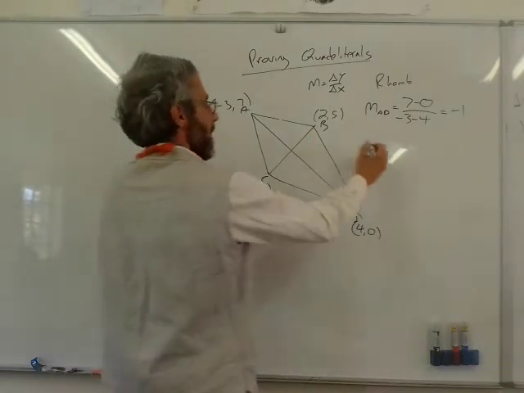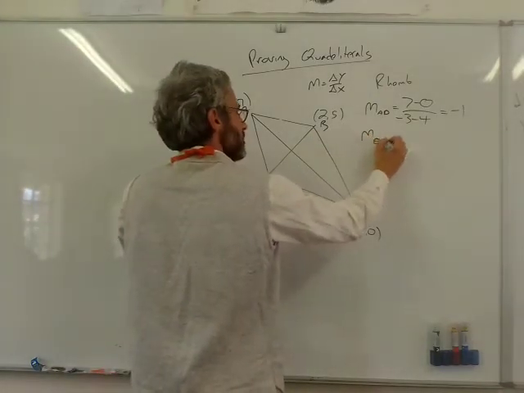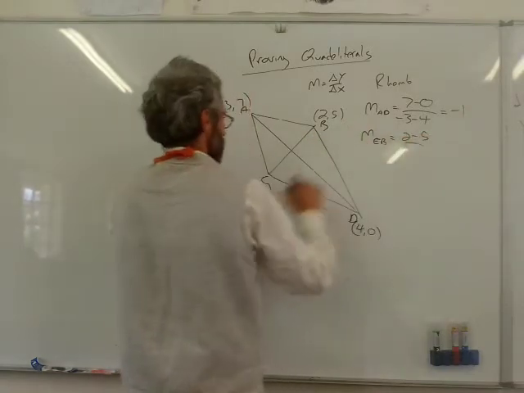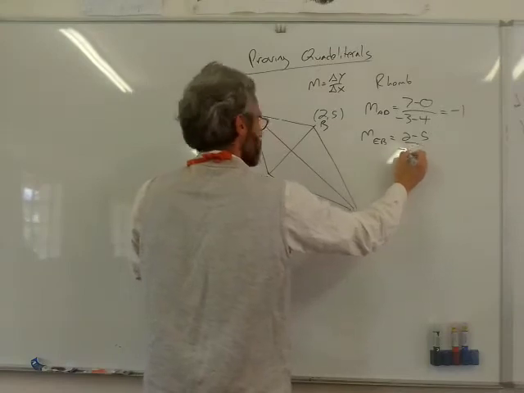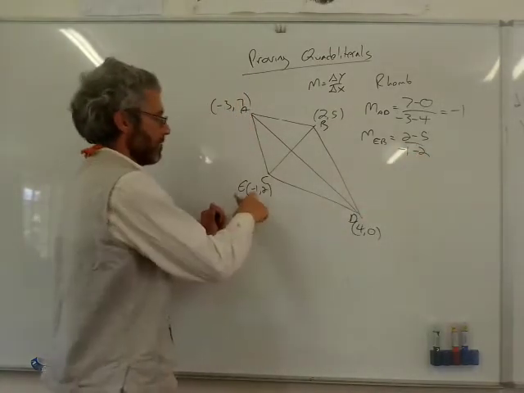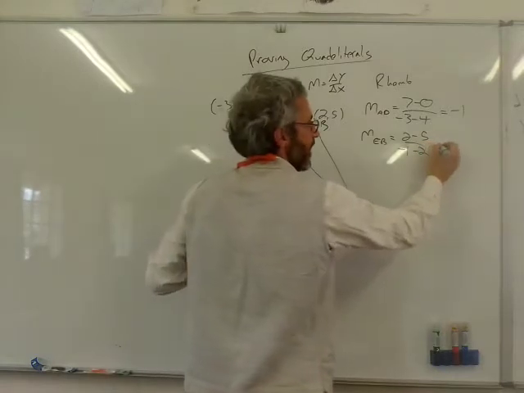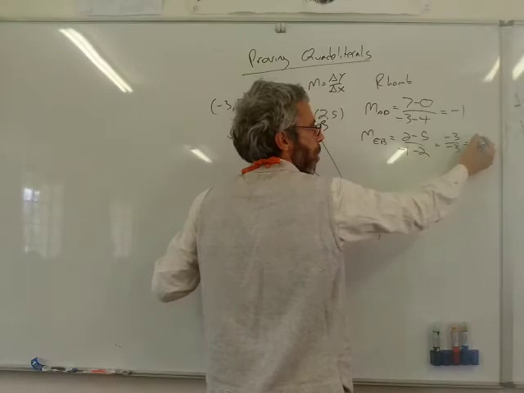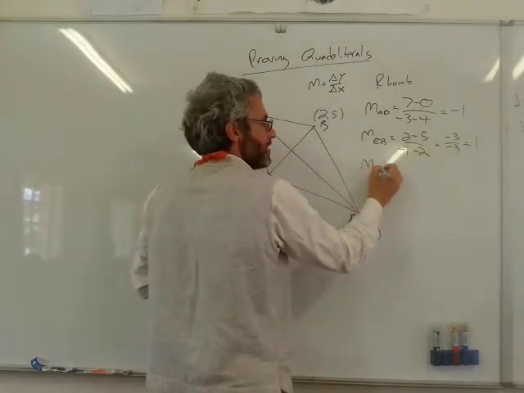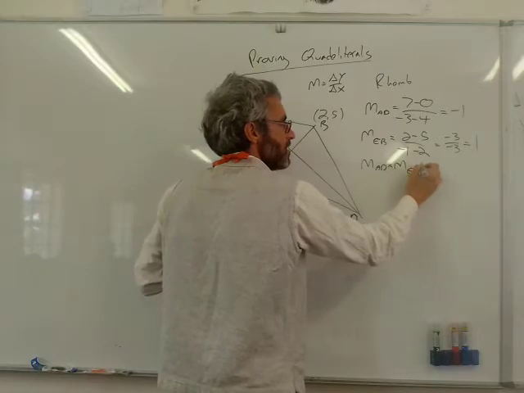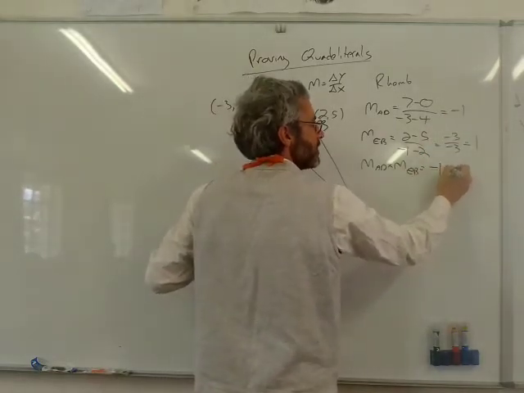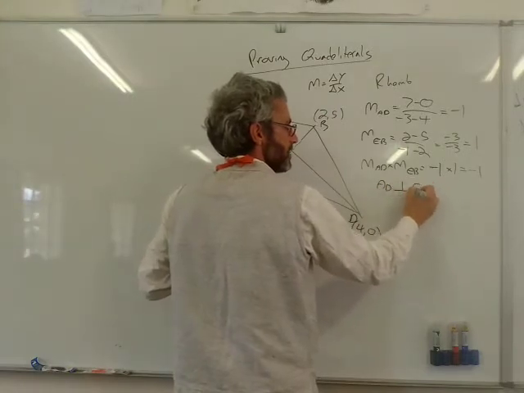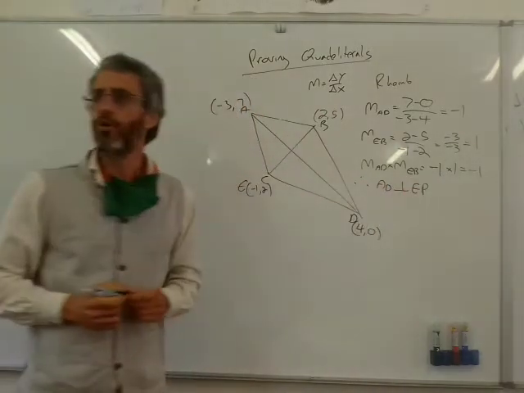Now m_EB is going to be 2 minus 5 divided by minus 1 minus 2. And that's equal to minus 3 divided by minus 3, which is equal to 1. And then m_AD times m_EB is equal to minus 1 times 1, which is minus 1. So AD is perpendicular to EB, and therefore it's a rhombus.